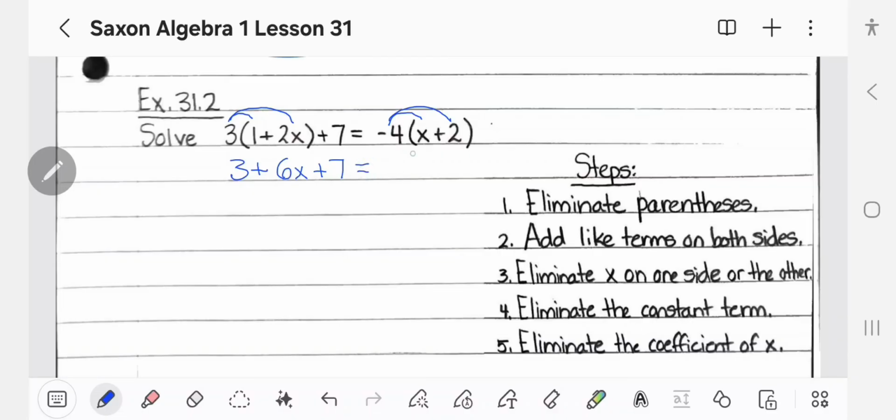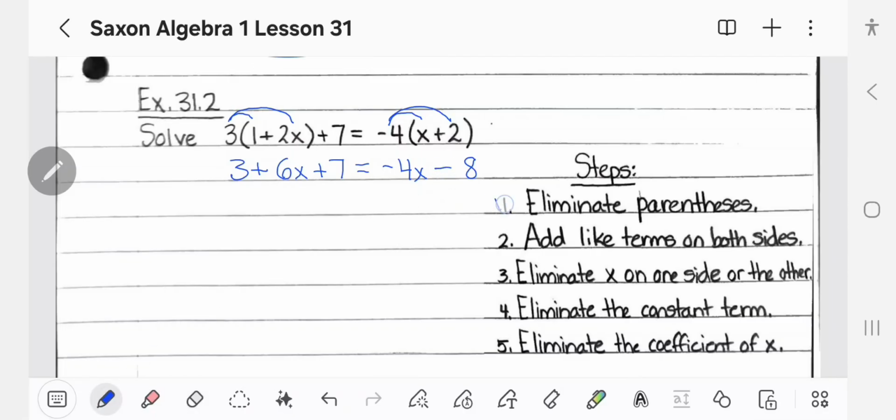Now I'm going to distribute the negative 4. There's a 1 in front of this x. So negative 4 times x, or 1x, is negative 4x. Then I'm going to plus negative 4 times 2, which is negative 8. And adding a negative, you could just have a subtraction there, if that's simpler for you, that would be fine.